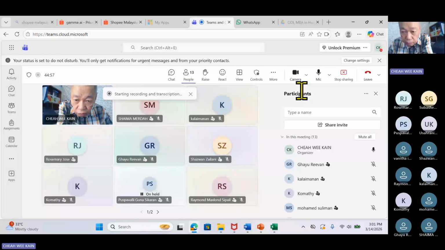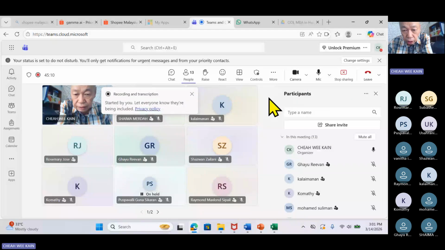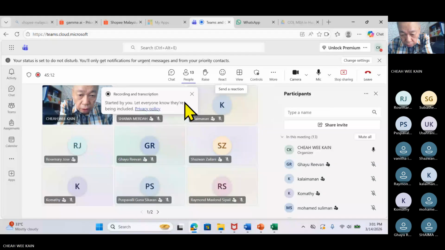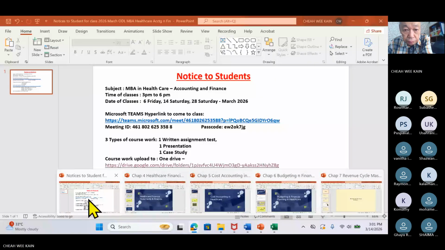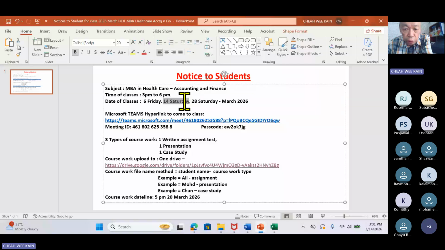Afternoon, everybody. Welcome to this class. We will start with the class schedule, 3 to 6. Today is the 14th. Next week, no class, because it's a public holiday for Hari Raya Puasa. So the week after that, the 28th is your last class. Next week, don't come for class.